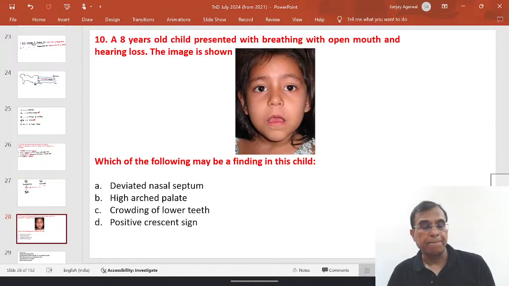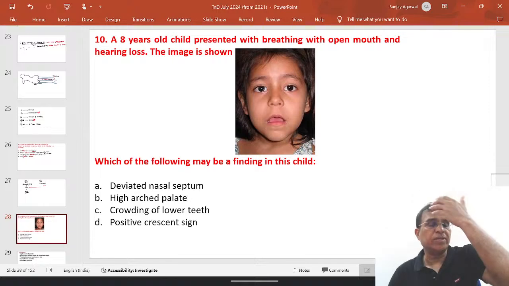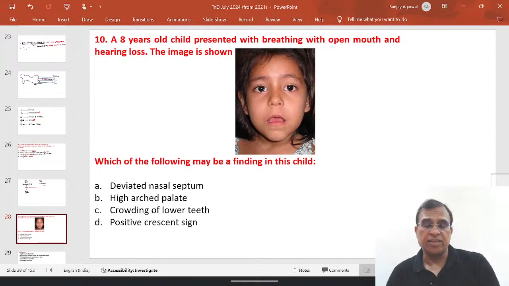Next question. An 8-year-old child presented with breathing with open mouth and hearing loss. The image is shown. So which may be the finding in this child? Deviated nasal septum, high arched palate, crowding of the upper teeth, positive crescent sign. A similar question was asked last year in INI set. So I think most of you can answer this very easily. It's a very simple question.